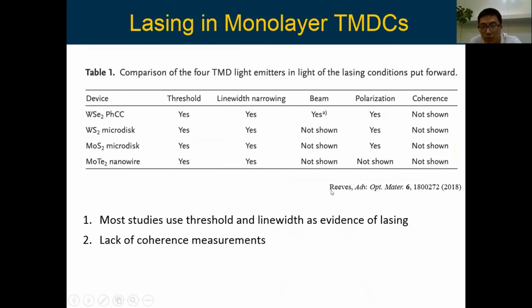For example, in this review paper, they put all the 4 works together, put these criteria, and see whether they satisfy all of them. You will find that coherence measurements are missing in all of those experiments. We know that coherence is a very important feature for a laser device. And also in those monolayers, there could be defect-trapped excitons, which cannot be excluded without spatial coherence measurement.